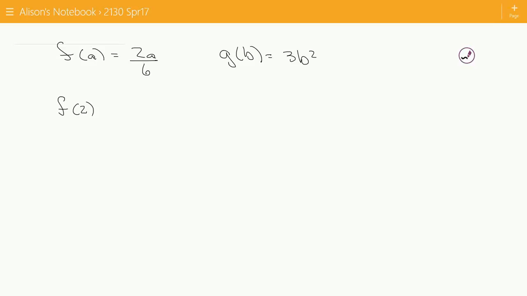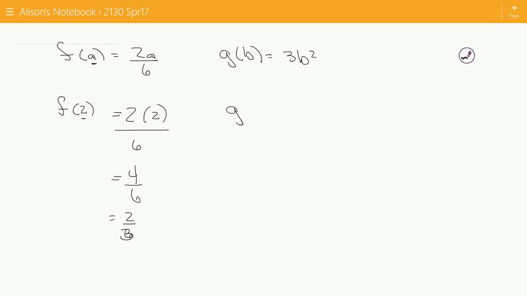The way that I calculate f of 2 is wherever in my original equation I find the value a, I'm going to replace it with this value 2. I see that there is an a here, so I can replace it with a 2. And this is going to give me 4 divided by 6, or if I reduce it, I'm going to get 2 divided by 3. So let's try it with my g of b.